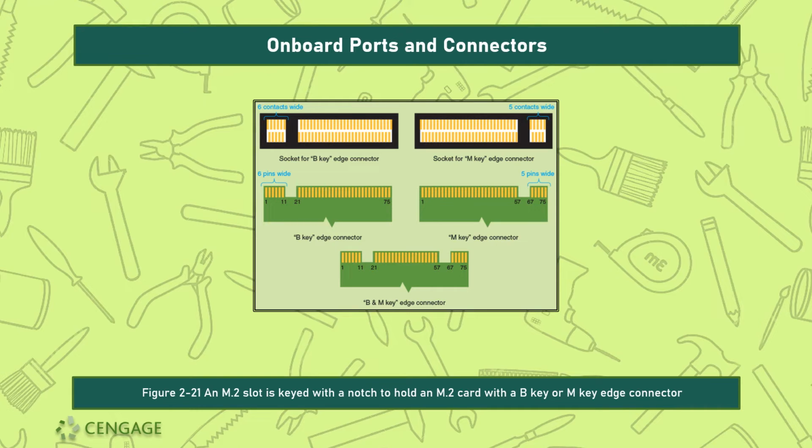On the M key, the pins are on the opposite side, so you've got 5 pins wide coming from the end and cutting in, going from 57 to 67 for the blank. If we combine those 2, then we get the B and M style.